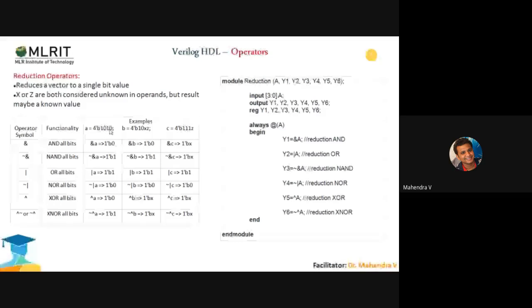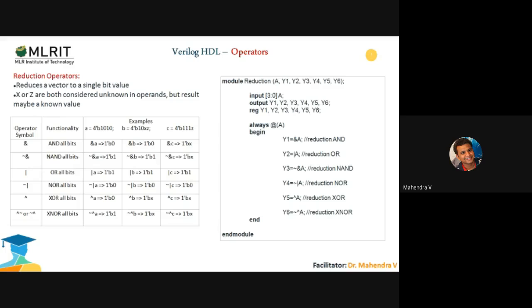It always starts from the LSB. If it ends with 1, then the result is 1. If it ends with 0, then the result is again 0. So the output is 0. That means these reduction operators can be used to reduce vectors into a single bit. If we want to reduce the vectors into a single bit, we can use these reduction operators.